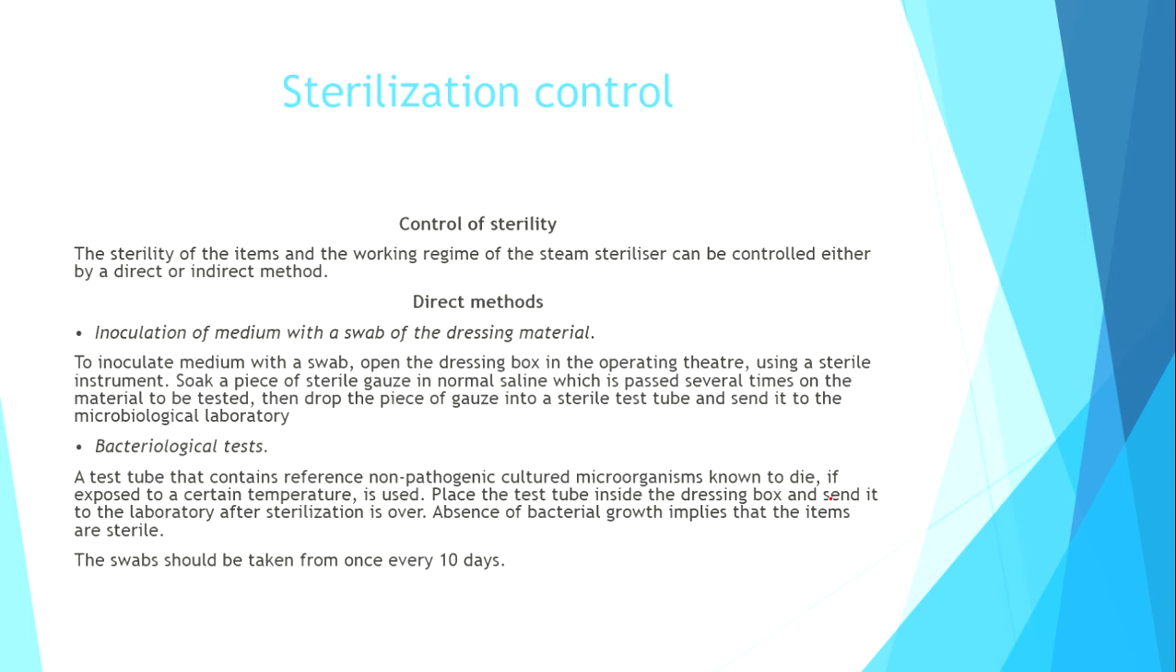Sterilization control. Control of sterility. The sterility of the items and the working regime of the steam sterilizer can be controlled either by direct or indirect methods. Direct method: inoculation of medium with a swab of the dressing material. To inoculate medium with a swab, open the dressing box in the operating theater using a sterile instrument. Soak a piece of sterile gauze in normal saline, which is passed several times over the material to be tested. Then drop the piece of gauze in a sterile test tube and send it to the microbiological laboratory.